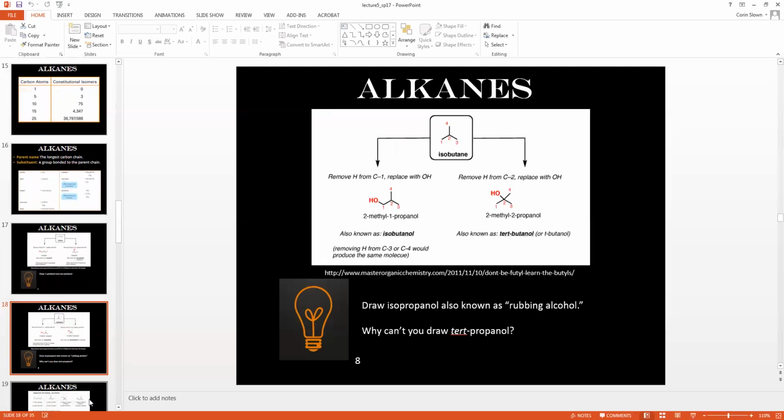Here's another example. This is isobutane. I want you to think about drawing isopropanol, and then I want you to think about why you cannot draw tert-propanol. And again, if you need a moment, just take a pause.